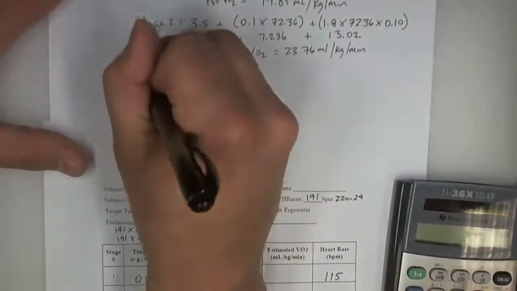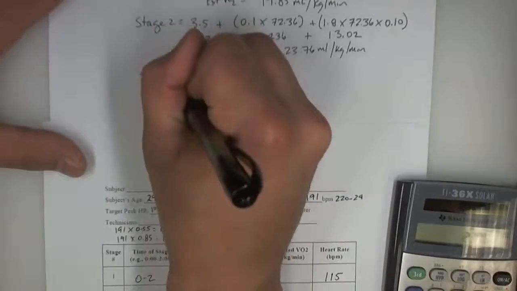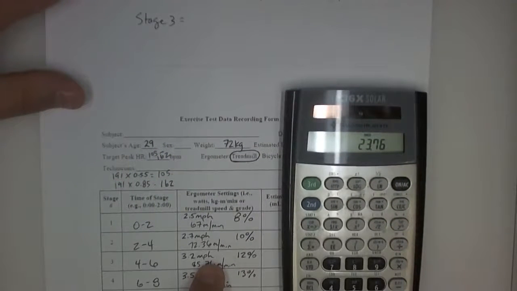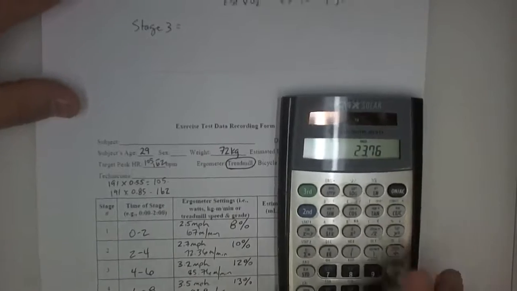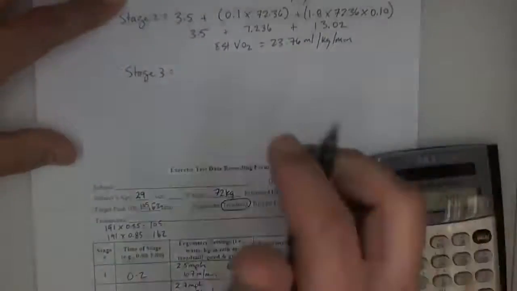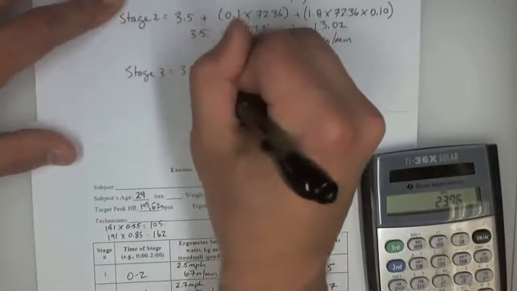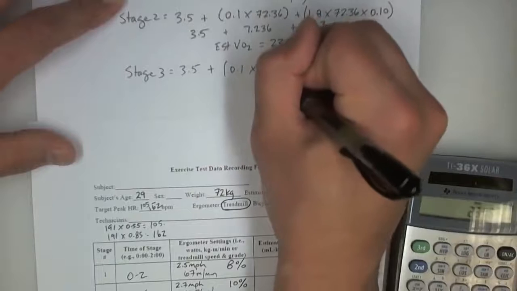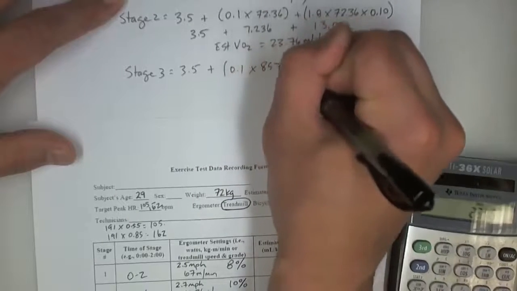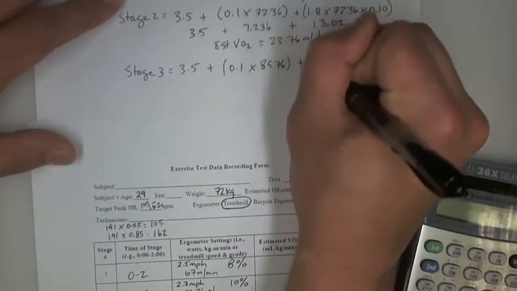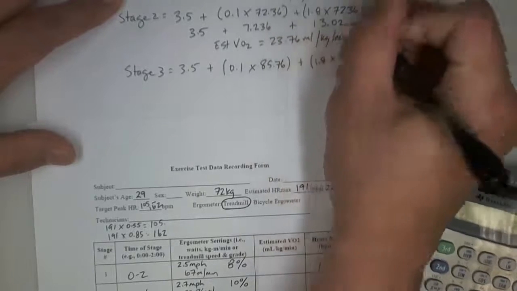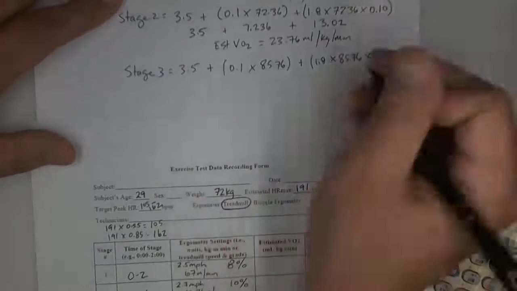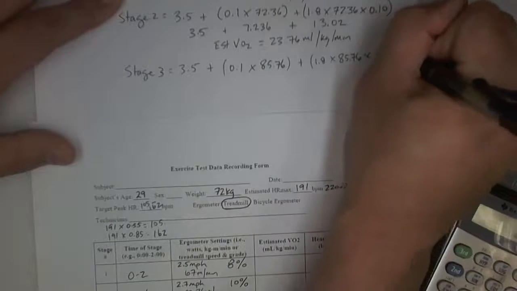Next up, stage 3. Stage 3 is 3.2 miles per hour, 12% grade. So we can type that in as we go. 3.5 plus 0.1 times 85.76 meters per minute plus 1.8 times 85.76 times 0.12 for the 12% grade.